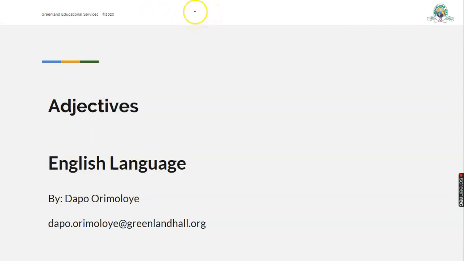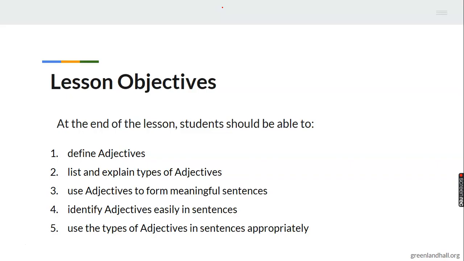Dakori Moloye, and today I'll be taking you through adjectives under English language. Let's run through the learning objectives for this class.